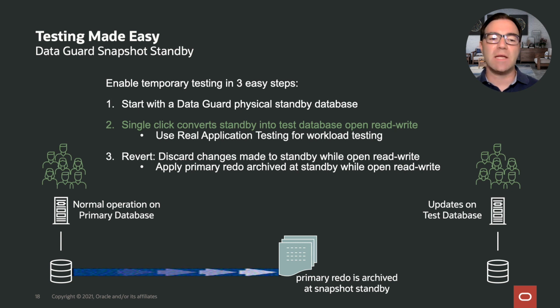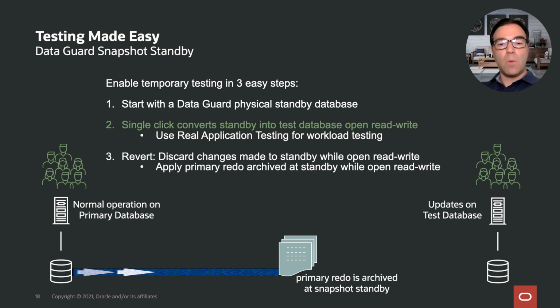And testing is really made easy with Data Guard because we have a feature called Data Guard Snapshot Standby, which enables temporary testing in 3 easy steps. Start with a Data Guard physical standby database, convert via single click to a snapshot standby or test environment, which means that redo information is archived on the standby side, yet not applied. Perform all your tests on your standby, for example, use Real Application Testing for workload testing, and then resume normal operation, which means standby is applied and the changes that were made on the standby in the meantime are disregarded.